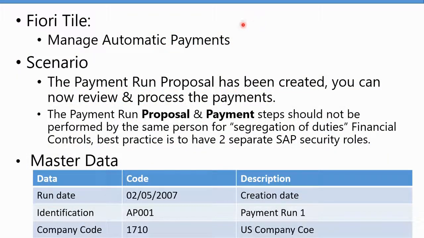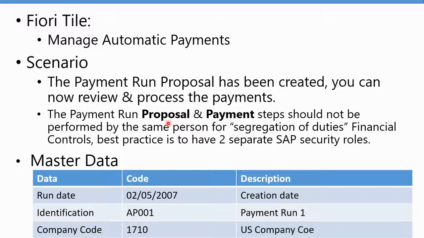So now that we have a payment proposal, let's have a look at reviewing the payment proposal and then actually performing the payment run. Again, we're going to use the Manage Automatic Payments Fiori tile. The scenario is the proposal has been created. We can now review and then finally process.